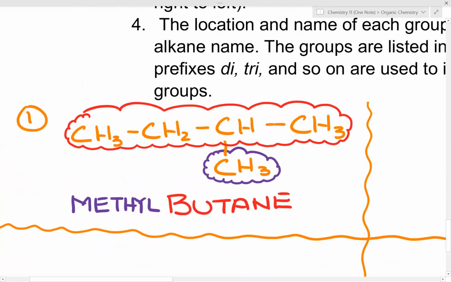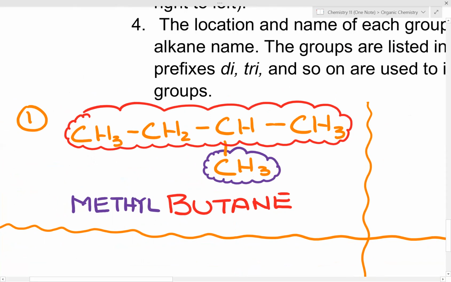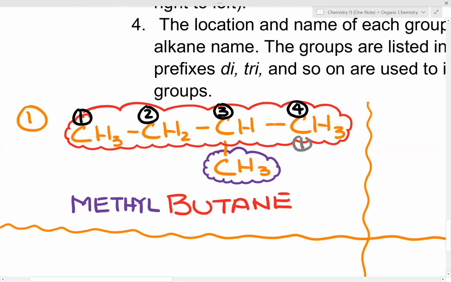So in step number 3, you want to count the longest chain. Now you have 2 options. You can count from left to right. So this would be carbon 1, 2, 3, 4. Or you can count from right to left. 1, 2, 3, 4.